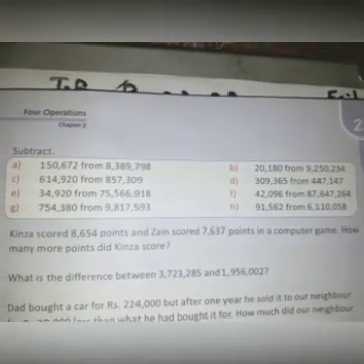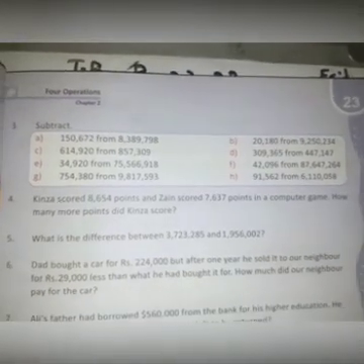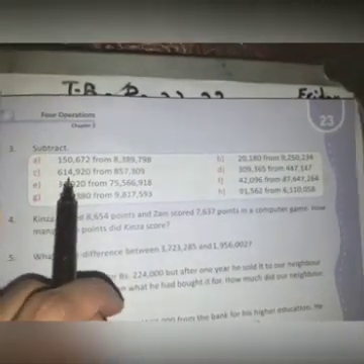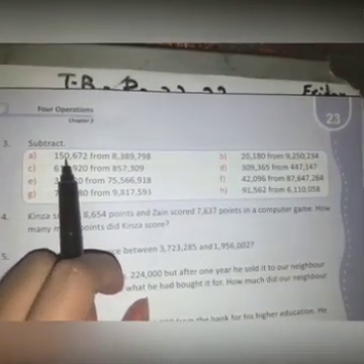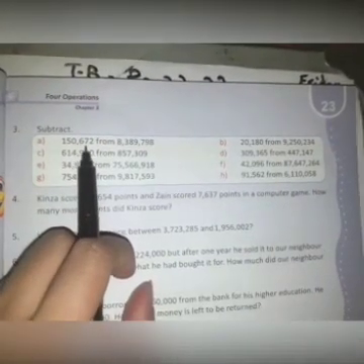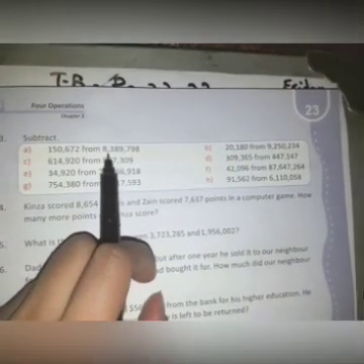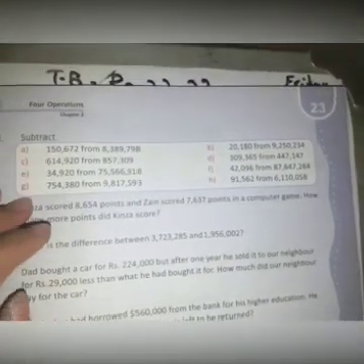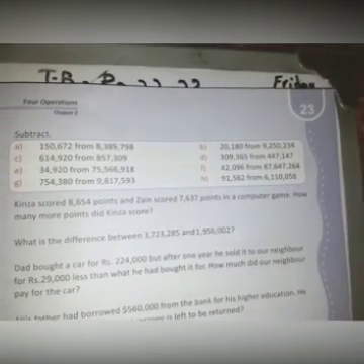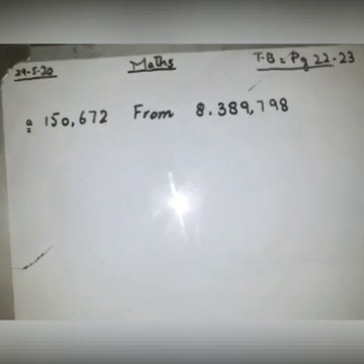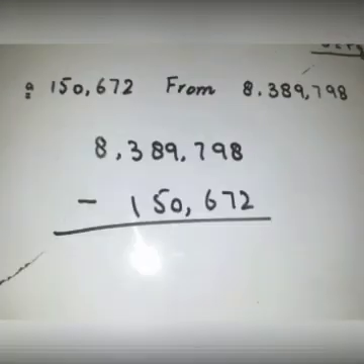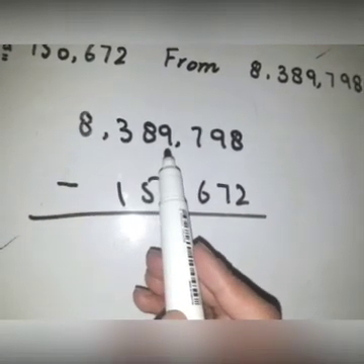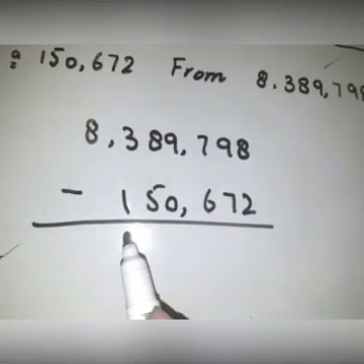Now on the other page, page number 23, you have question number 3, subtract. Now it has 8 parts. Subtract 150,672 from 8,389,798. Now you have to write it vertically, in the shape of vertical subtraction, and subtract the following. Now you can see your question here, part A. Now you have to subtract this value from this value, 8,389,798.